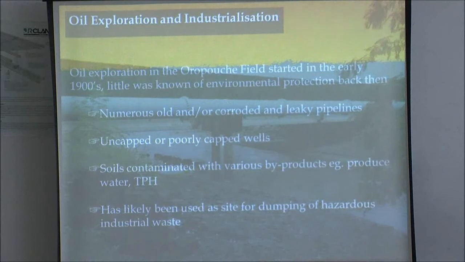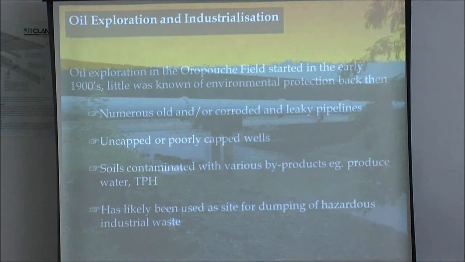PetroTrin has now taken over most of the operations in the South Oroquich field. And many things have come to light. One of them is available in a published report that you can find on the web if you Google it. PetroTrin started rehabilitating 7 sites that were deemed critical and endangering to the wetlands. And they found lots of old pipelines, capped and uncapped wells, or poorly capped wells.